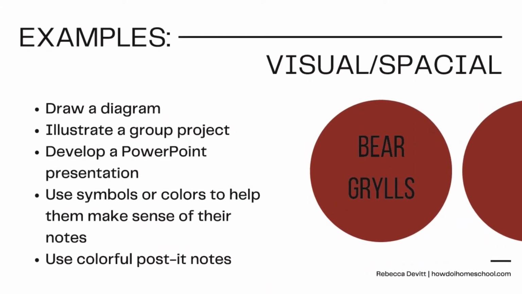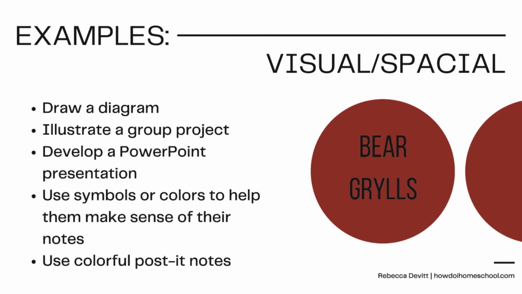If you have a child who is visually or spatially talented, you might want to get them to draw a picture of the topic you're talking about. You could get them to do a PowerPoint and put in maybe perhaps photos, or to create a diagram of the topic you're talking about. Use symbols or colours to help them make sense of their notes. Again, these are going to be the kids where you look down their textbook and you see lots of colourful post-it notes.